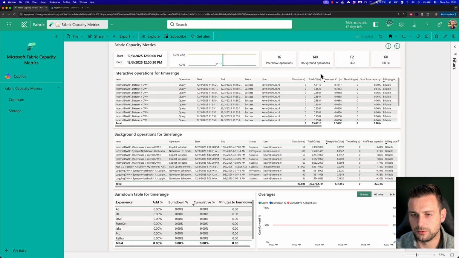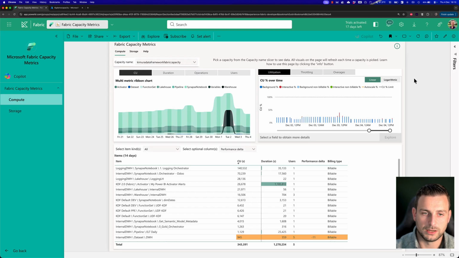Again, at the same time, 14,000 background operations were running, and those background operations again were the carry forward, the 24-hour smoothing from things that have happened in the past. All right, so that's it about compute.